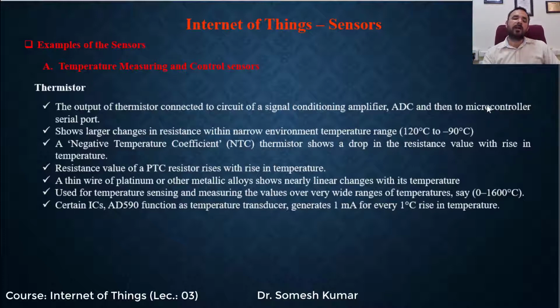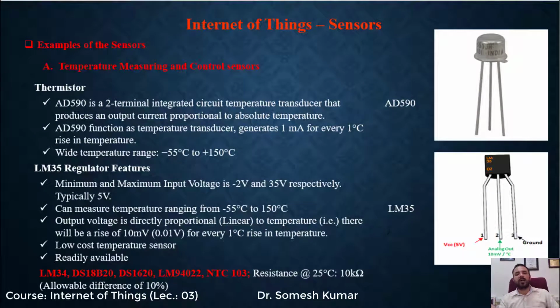Fine. Some examples of thermistors are AD590 and LM35. There are other temperature sensors also, like LM34, DS18B20, DS1620, LM9402, NTC103, and various other types of thermistors. Here we will discuss two thermistors. One is AD590 and the second one is the LM35.